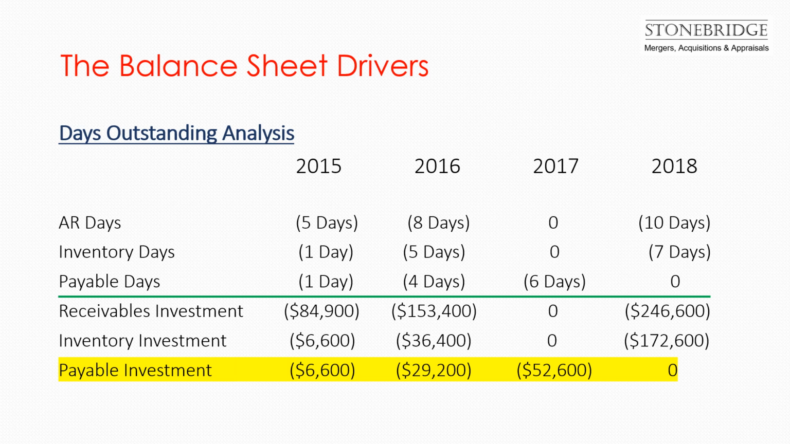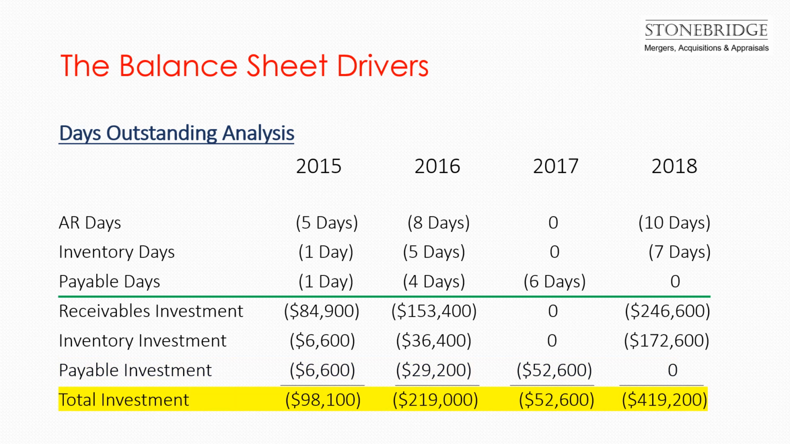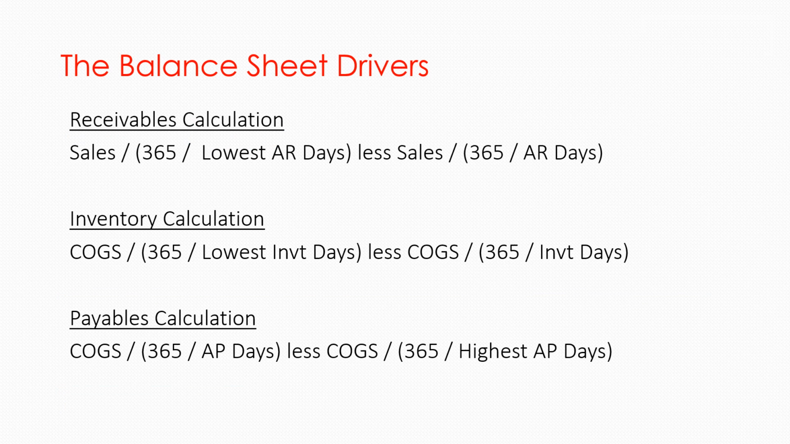Payables extended the days on hand in 2018. That's why you see a 0 there. It was the best it had achieved in the 4 years. Its highest in the 4 years. In 2017, the lower AP days cost the company $52,600 of additional cash investment. The total investment in the cash cycle above the company's best ranged from $52,000 to $419,000. For those that want to figure out the extra cost, here are the formulas that we used.